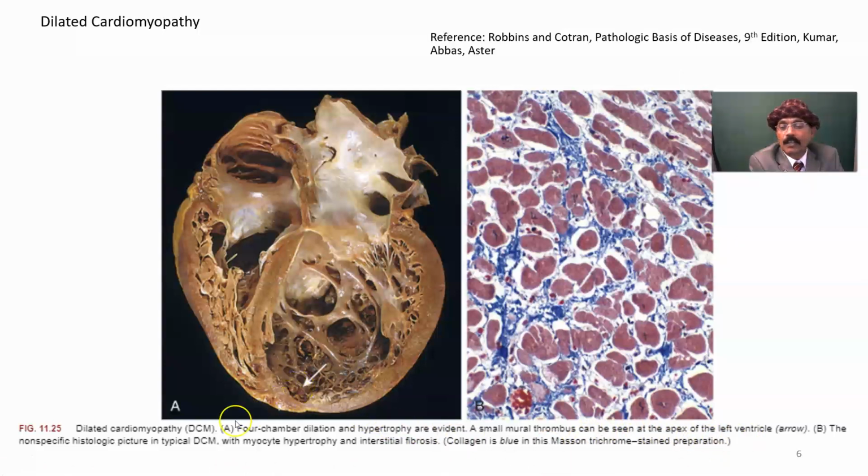Okay, the non-specific histologic picture typical of dilated cardiomyopathy shows myocyte hypertrophy. This is the myocyte, a transverse section, and you will get interstitial fibrosis. So this is the dilated heart: the left ventricle, right atrium, and left atrium. All chambers are dilated. The heart will be enlarged. There will be cardiomegaly.